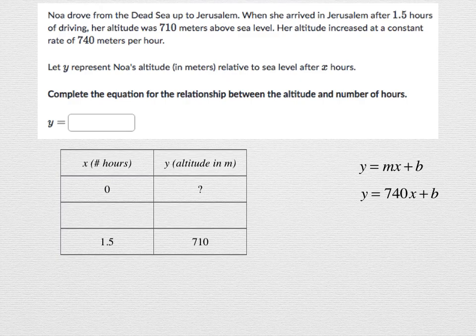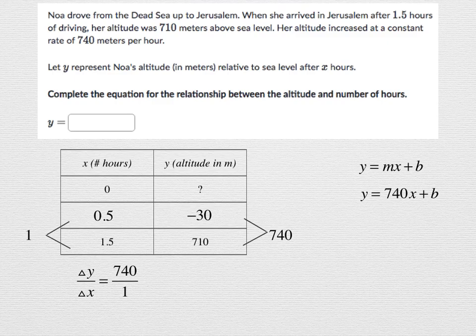I need to know my initial value, my y-intercept. And so we are going to use the information that's given for rate of change, that change in y over change in x is equal to 740 over 1. So my change in x here is going to be 1, which helps me fill out that blank spot. I'm going to call this 0.5 hours in. And my change in y is 740. And so where did Noah start at 0.5 hours, which when she adds 740 to it, she ends up at 710? Well, that would be negative 30.